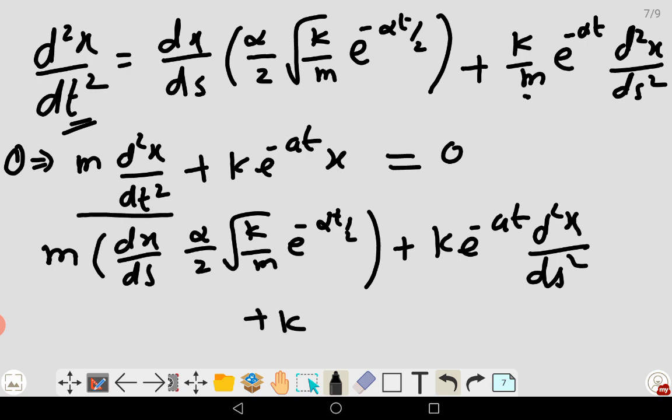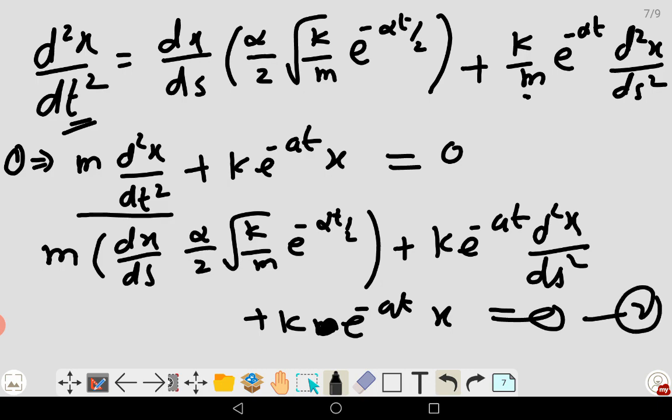Plus k e raised to minus alpha t x is equal to 0, since there is no m in the second term. This is equation number 1, this is equation number 2. We are almost at the end. Now we have to multiply by some more term to get s.